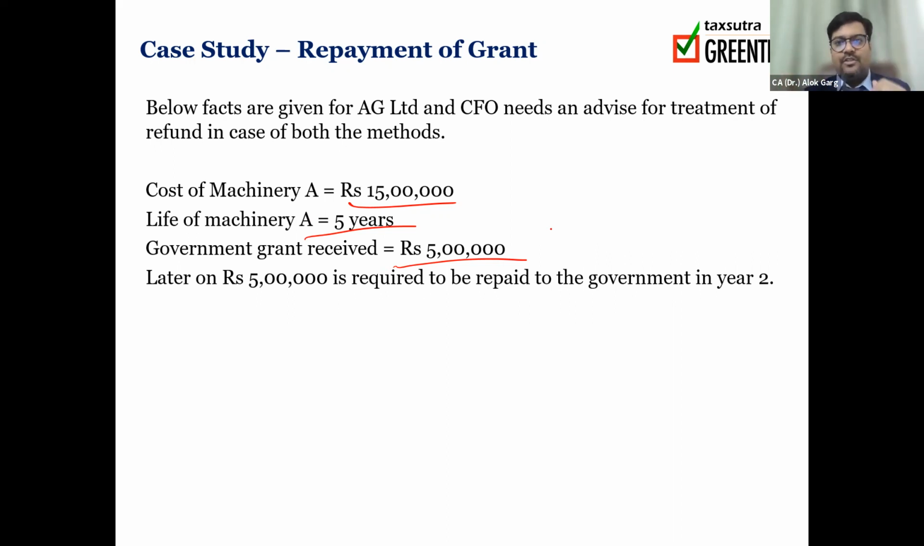Okay, going by the gross approach. Going by the net approach, 15 minus 5, 10 lakh is the cost of the asset, and 10 lakh divided by 5, 2 lakh is the depreciation per annum. Net impact is 2 lakh. Later on, 5 lakh is required to be repaid to the government in year 2. In year 1, everything was good. In year 2, 5 lakh rupees has to be repaid. So what is the accounting treatment in this particular case?